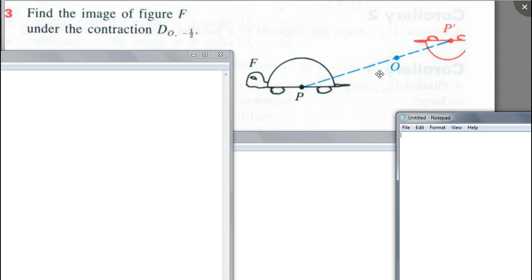Please note that this is what it will look like when you have a negative dilation in this case. It'll get turned upside down. Now, another thing that's interesting is, instead of K being negative half, what if it was negative 1?